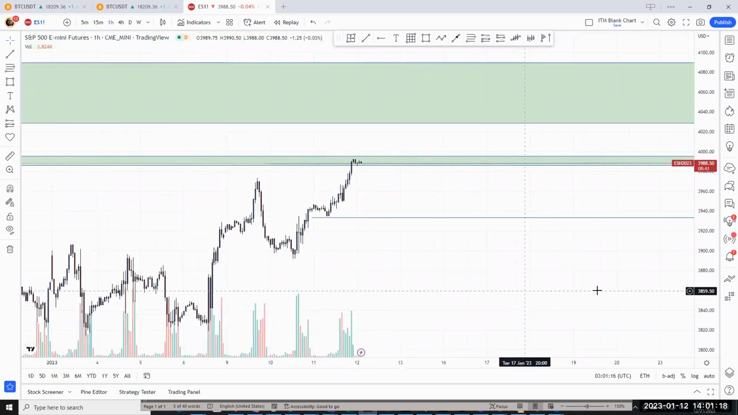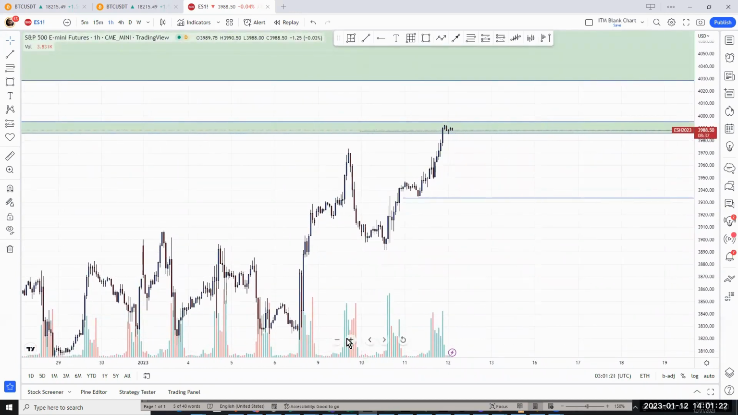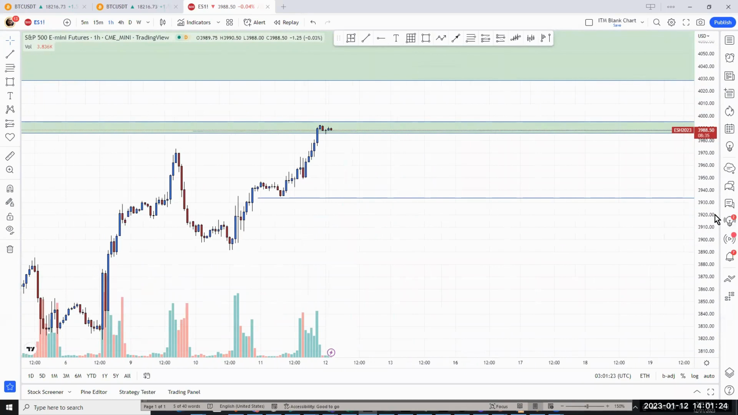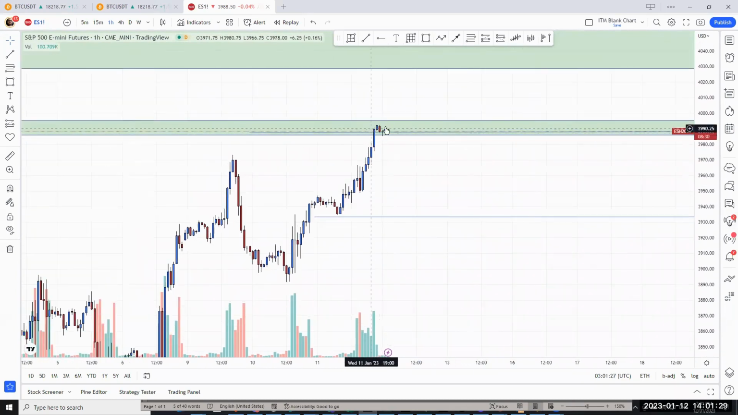You can see I'm not telling you anything, and you should actually recognize those zones. They do work. They do work 50, 60, 70% of the time. This is the zone we are looking at. I am looking at shorting. I'm looking to short this market.